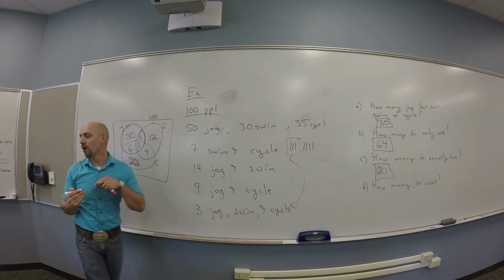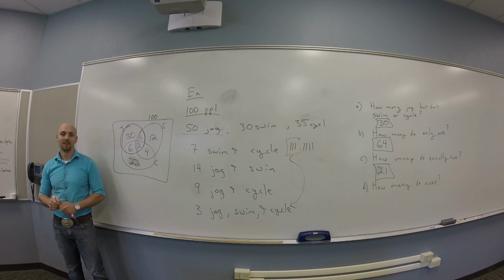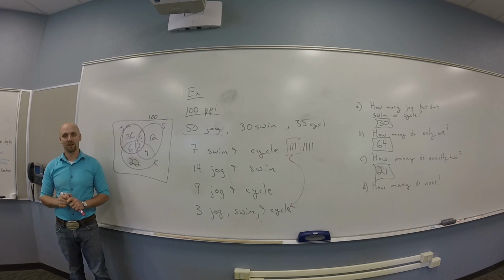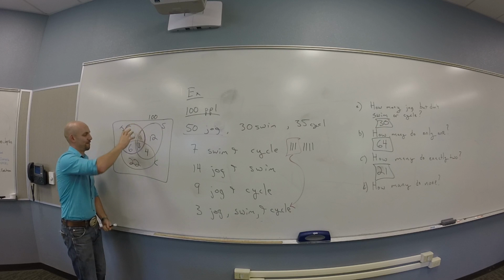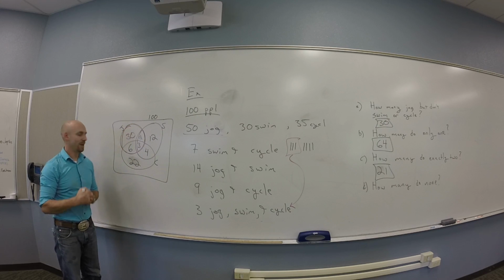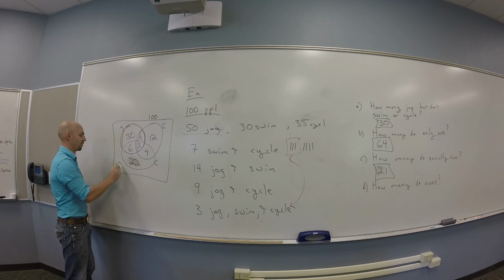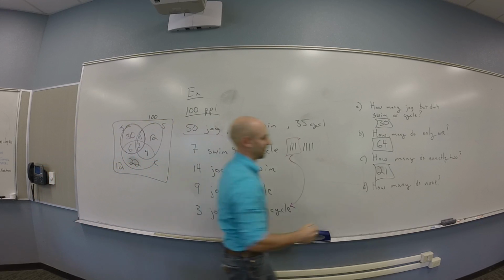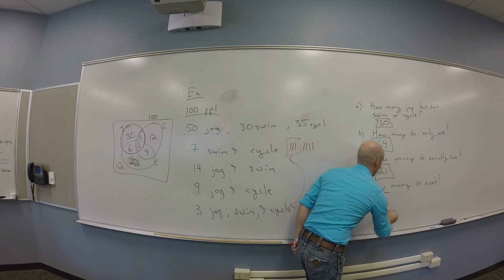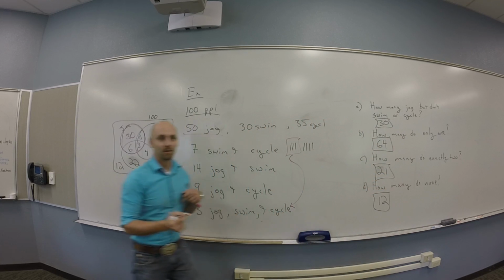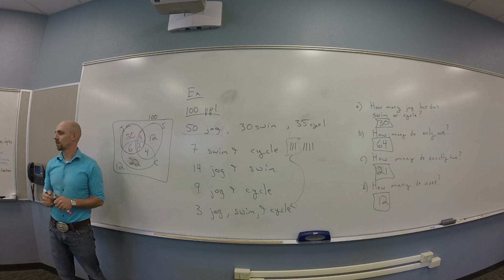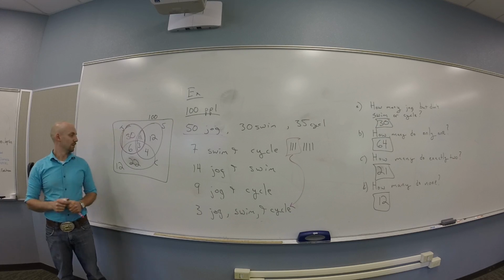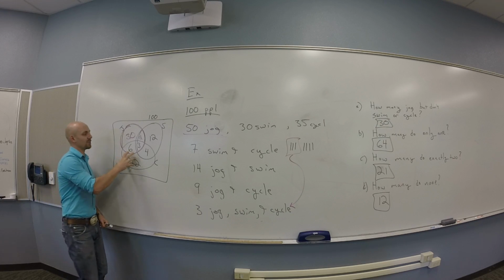And how many people do no activities? 12. How do you figure that one out? You subtract all those numbers from 100. So add all this stuff up, and you get 88. So there's 12 on the outside. 12 people do nothing.